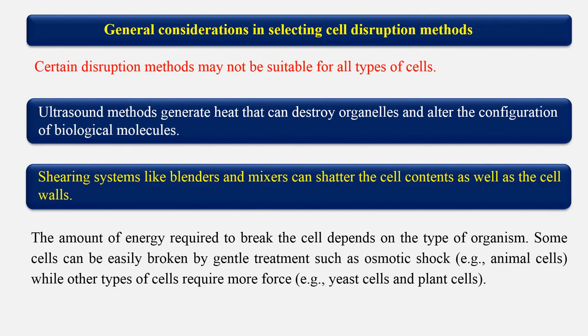The amount of energy required to break the cell depends on the type of organism. Some cells can be easily broken by gentle treatment, such as osmotic shock, for example animal cells, while other types of cells require more force, such as yeast cells and plant cells.